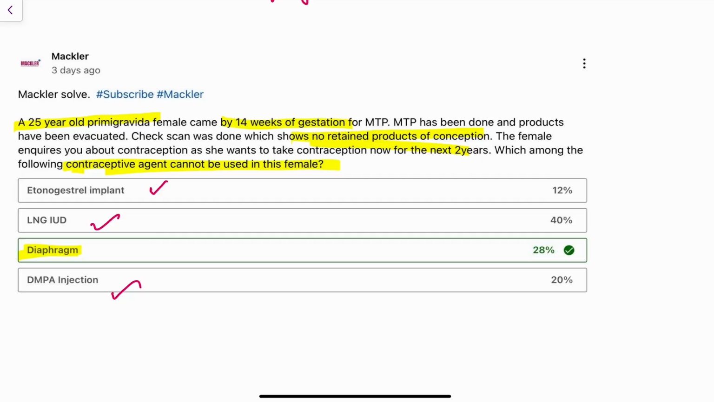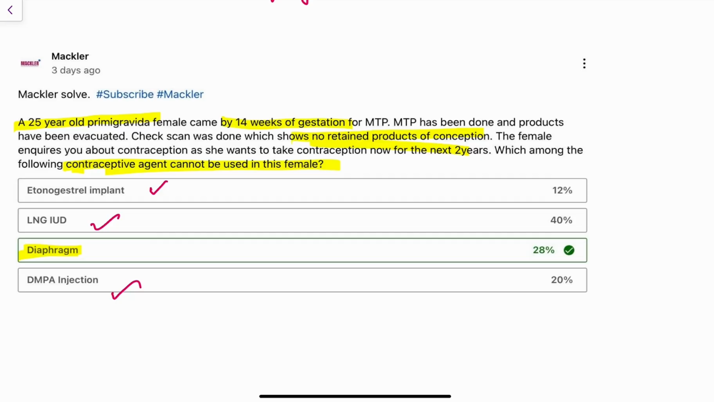Because proper fitting is not possible in this female immediately after the abortion, the diaphragm is the answer. The diaphragm cannot be used as a contraceptive agent immediately after the abortion. Whereas the levonorgestrel containing IUD can be inserted inside the uterine cavity, because there is no retained product of conception inside. So after evacuating the product of conception, you can put a levonorgestrel containing intrauterine device, which is nothing but Mirena, inside the uterine cavity.